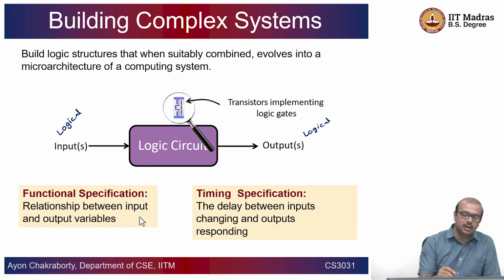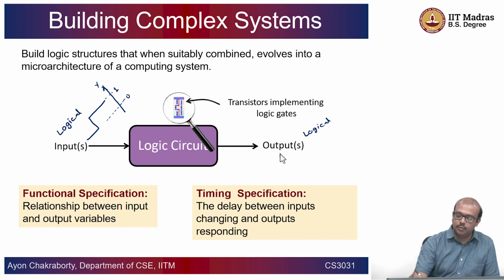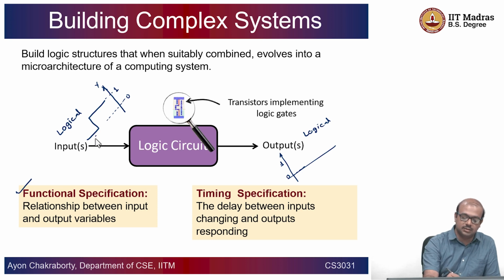For example, you can have an input change from 0, let's say, to 1. So this could be logical levels. If you have the y-axis showing the logical levels, this could mean a logic of 0, this could mean a logic of 1, and similarly in the output you are going to have some kind of a logical change, right? This could be 0, this could be 1. So the mapping of these things, what should be the output for a given input, is defined by the functional specification.